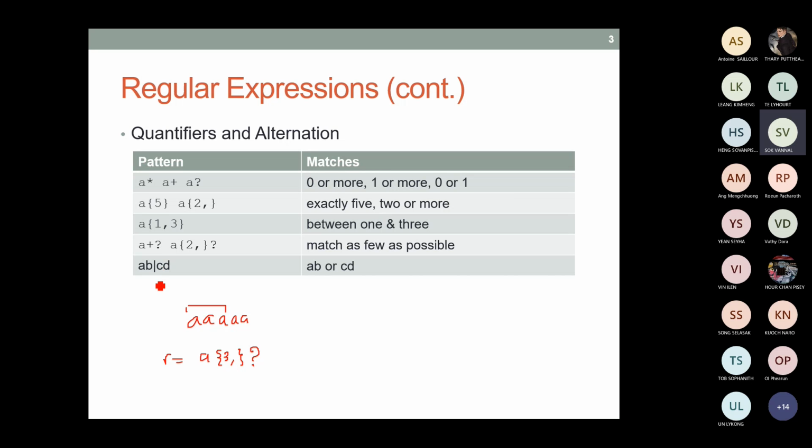And the last one, we can also use the pipe operator. It means or. So you can see that it is A, B, or C, D.